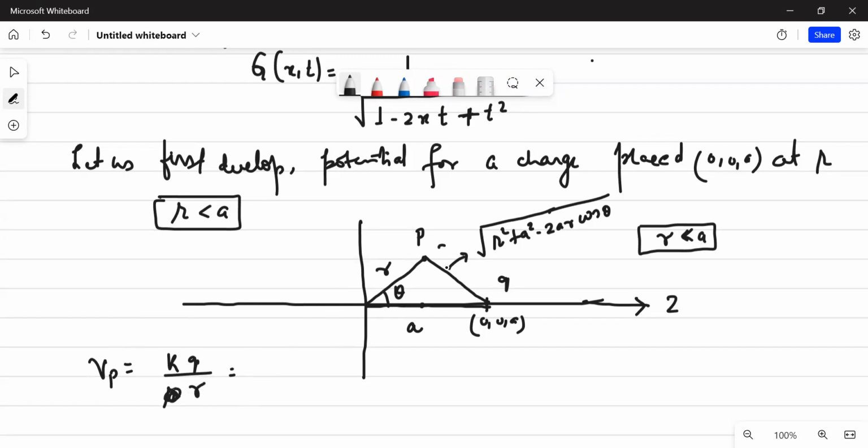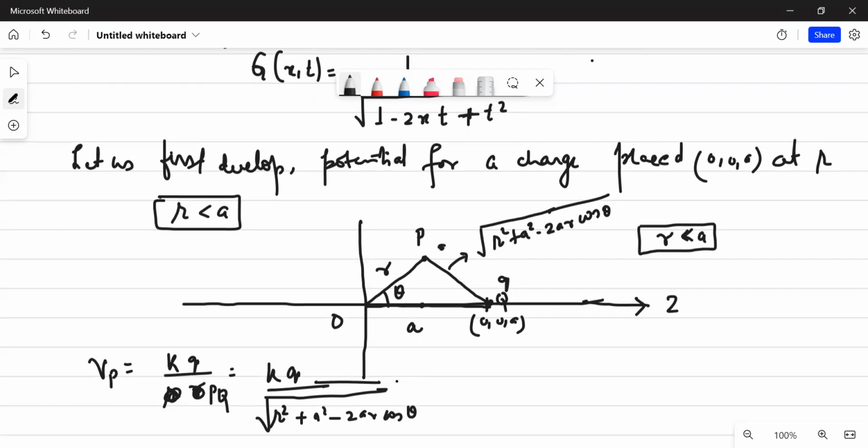Let me write it differently. This is my point O, and let's say this is my point Q. So KQ upon PQ. And what will be PQ? This will be KQ divided by root over r square plus a square minus 2ar cosine theta.